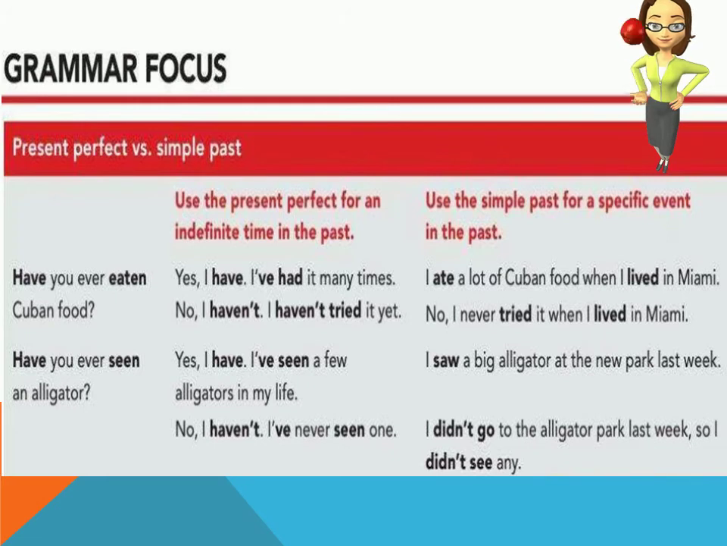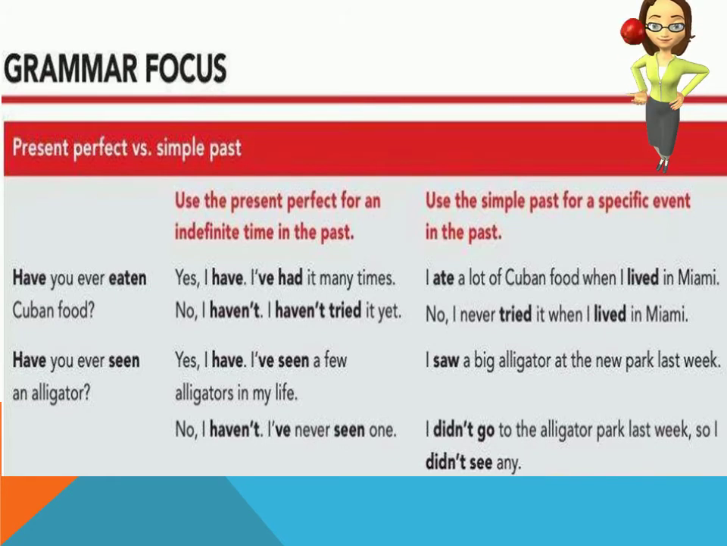But if you answer with the simple past, you say, I ate a lot of Cuban food when I lived in Miami. So you're giving a specific time. Or no, I never tried it when I lived in Miami. Also, you have the when clause over there.